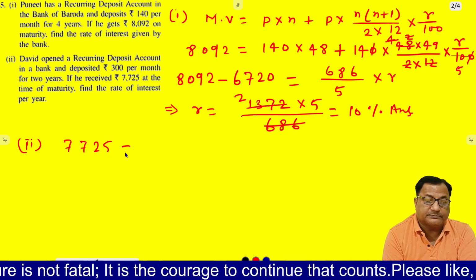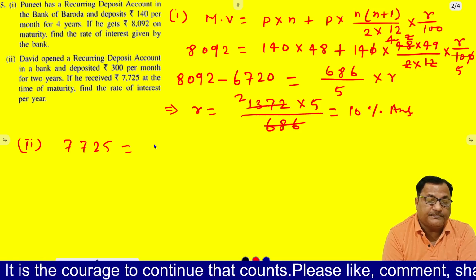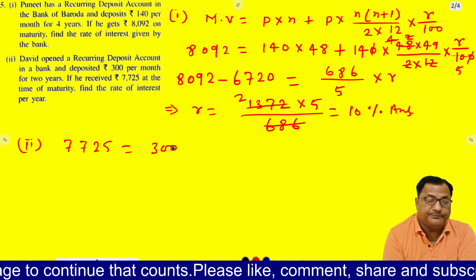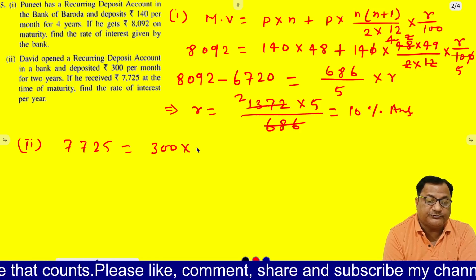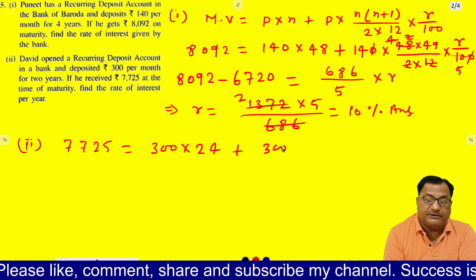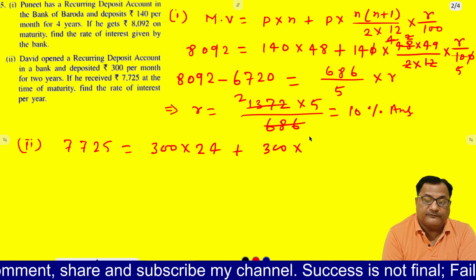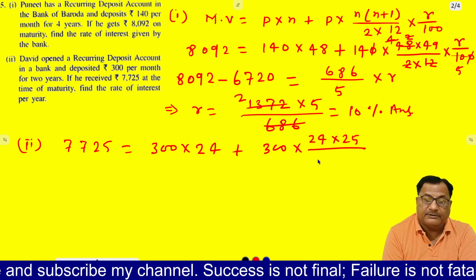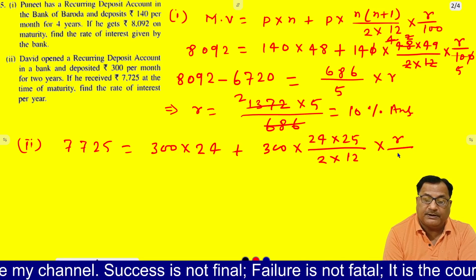7725 is equal to P, which is here 300 into N. N is for 2 years, so 24, plus 300 into 24 into 25 by 2 into 12 into R by 100.